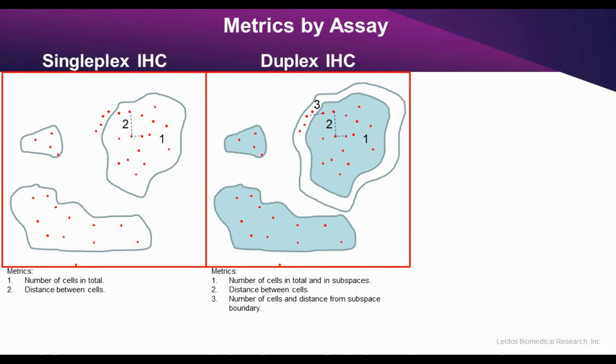For duplex IHC, we include all the data from the singleplex IHC, and now we have a phenotyping marker like pan-CK that lets us separate regions and analyze content plus or minus the phenotyping marker and proximity to it.